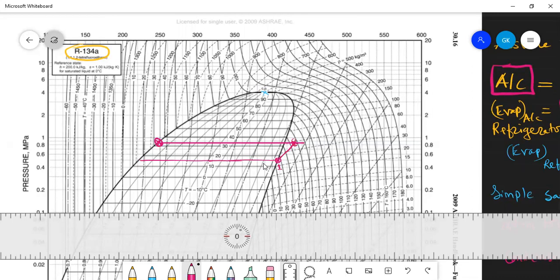Draw the constant entropy line. Whenever these two lines meet, this will be 2. This will be 3, a straight vertical line. This will be 4 because it is an isenthalpic process. So this is the cycle for AC, air conditioners.